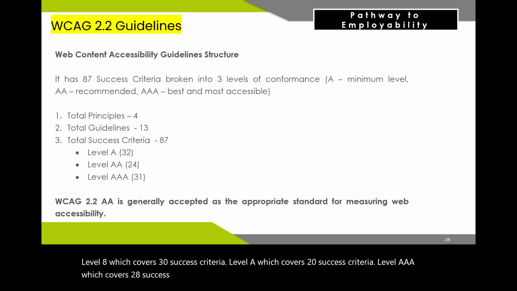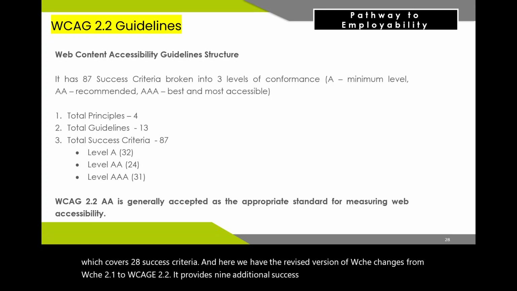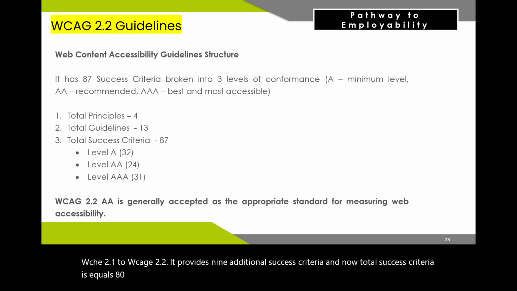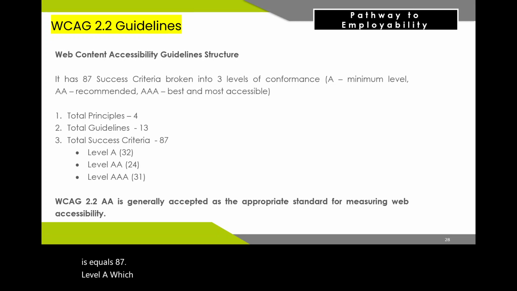And here we have the revised version of WCAG. Changes from WCAG 2.1 to WCAG 2.2. It provides 9 additional success criteria. And now total success criteria equals 87. Level A, which covers 32 success criteria. Level AA, which covers 24 success criteria. Level AAA, which covers 31 success criteria.